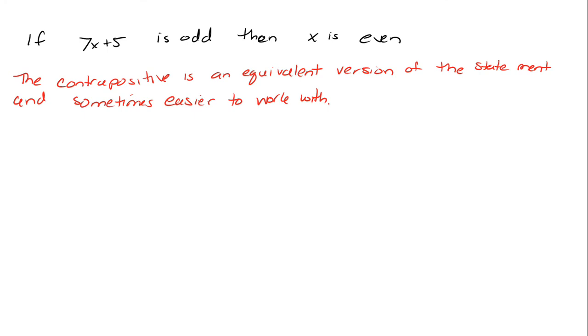Now, we're going to prove this, and we're going to use something called the contrapositive approach. The contrapositive is an equivalent version of the statement we already had. Sometimes it's easier to work with. So what is the contrapositive?